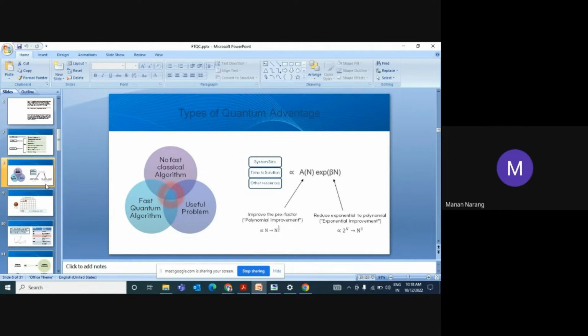Now, what are the other applications where we can see some advantage? Firstly, we need a useful problem and a fast quantum algorithm, and no fast classical algorithm should exist. That is the intersection of all these points. To get that, we have two kinds of improvement: the polynomial improvement and the exponential improvement. Reducing the number from 2 raised to the power n to n cubed is an exponential improvement. That means we have made the program so much faster.